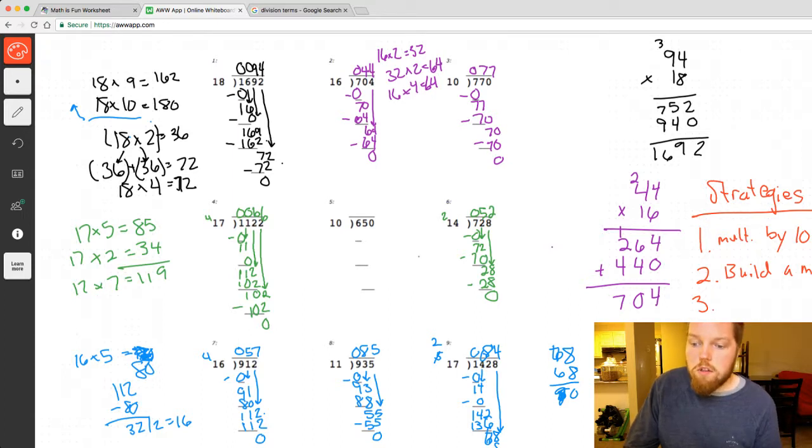Another one was doubles and quadruples, because it's easy just to double something and then double it again, and that will get you times 2 and times 4. Another one was multiplying by 10 and then take half. And then another one was guess and check. Guess and check always works.